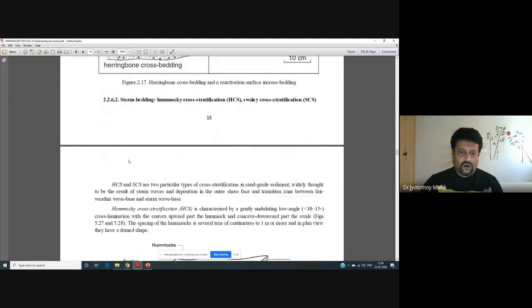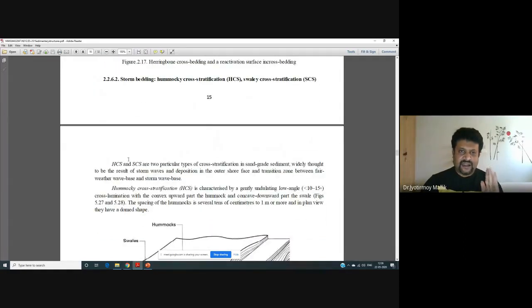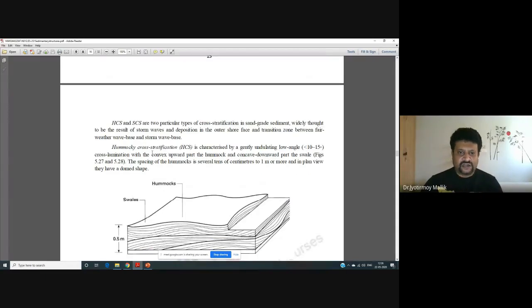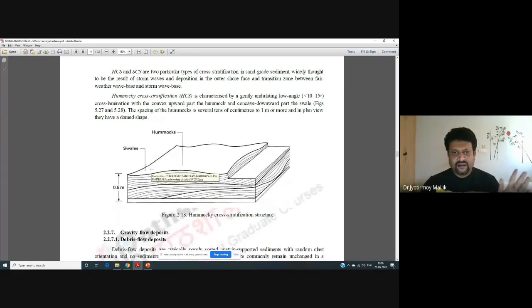So these are all related to your thin sedimentary structure. There is also something called hummocky cross stratification. It's characterized by gently undulating low angle cross lamination and a convex upward part, the hummock, and the concave downward part, that is called swale. The spacing of hummocks is several tens of centimeters to 1 meter or more in plan view, and they are dome shaped. Okay, they are generally developed in a very low energy environment.